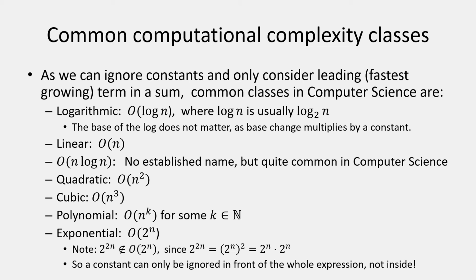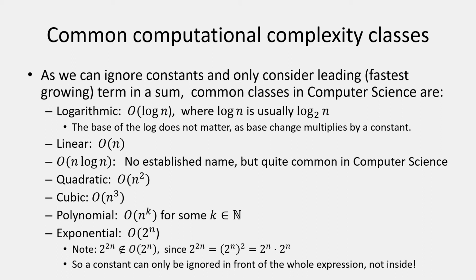Then we get into polynomial functions, such as quadratic, cubic, and in general n to some constant. And usually the general agreement is that you could solve the problem fast if you could solve it, and I'll say in a moment what I mean by solve it, in time which is a polynomial. And then we have exponential, which is big O of 2 to the n.